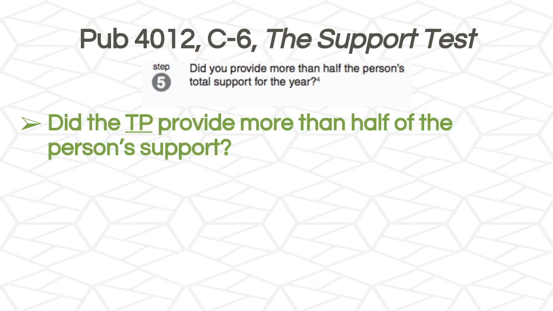Now let's look at step 5. This is the support test for qualifying relatives. And it asks, did you provide more than half of the person's total support for the year? And this is asking, did the taxpayer provide more than half of the person's support? So notice that this is different from the support test for qualifying child.